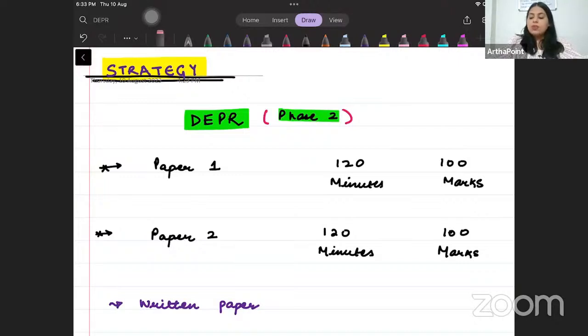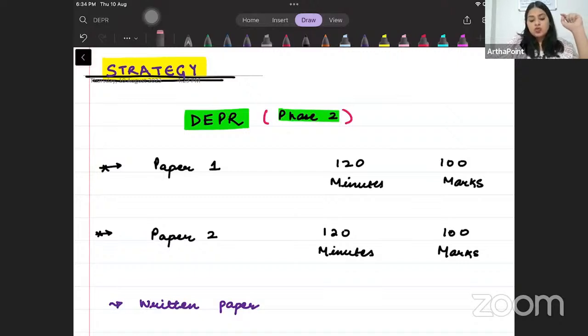Okay, beta. To begin with, let us talk about what is Phase 2. So when I talk about the RBI DEPR paper, it is divided in two parts, Phase 1 and Phase 2. Only after you have given Phase 1, which has English also in it and objective questions in it, beta, you sit for the Phase 2 paper. ठीक है? अब क्वेश्चन है कि Phase 2 में exactly क्या आता है और कैसे prepare करना है.